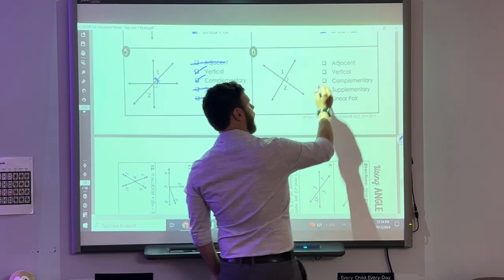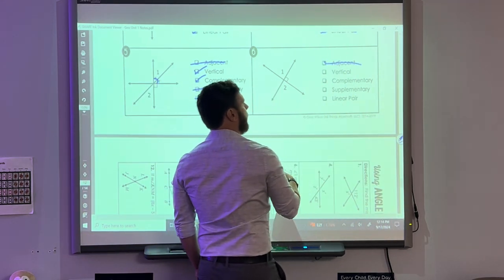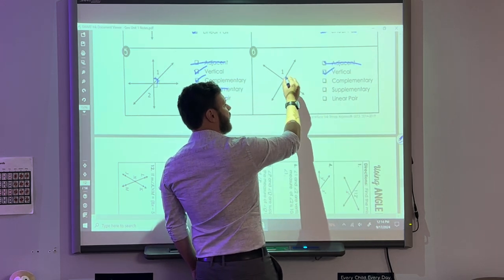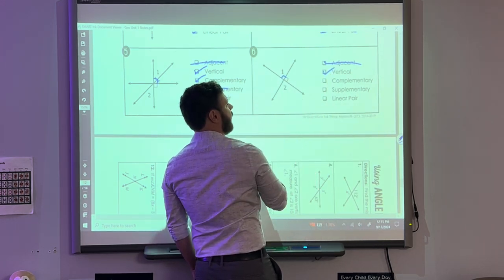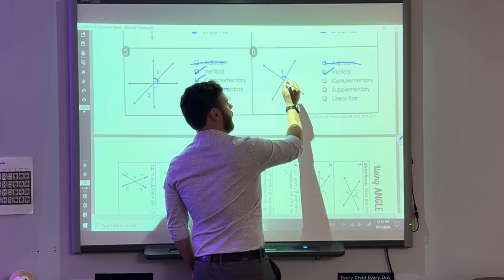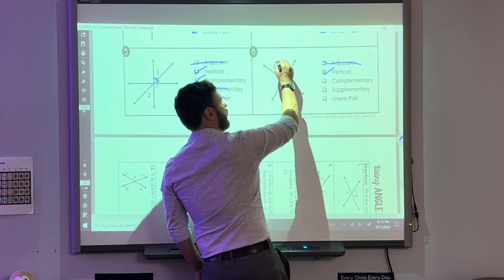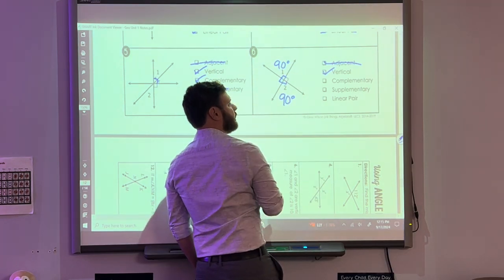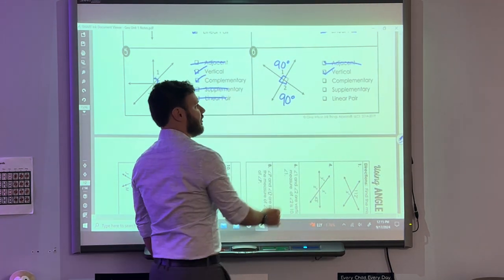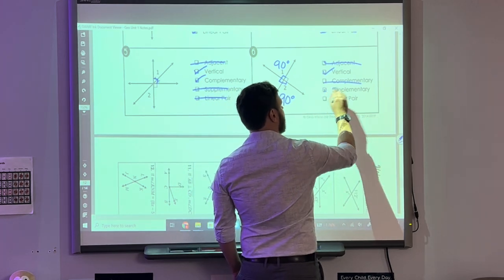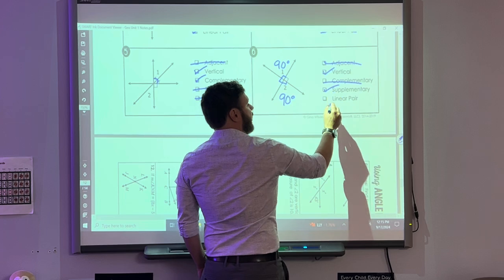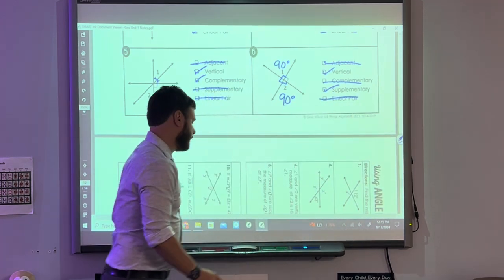Last one, these are not next to each other, they don't share a side. They are vertical though. If there's a box here, there's a box there. There's also a box here, and a box there. So every one of these is going to be worth 90. So 90 plus 90 is not 90, but it is 180. I have supplementary, but I don't have adjacent, so I don't have a linear pair.